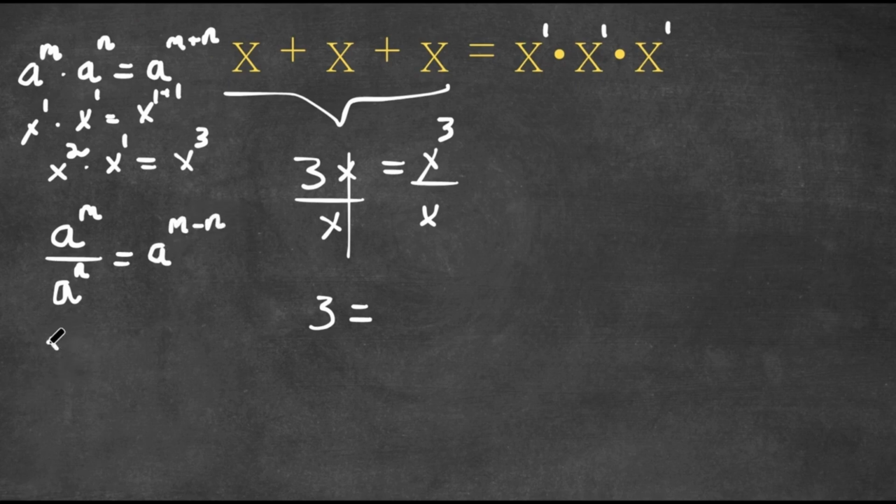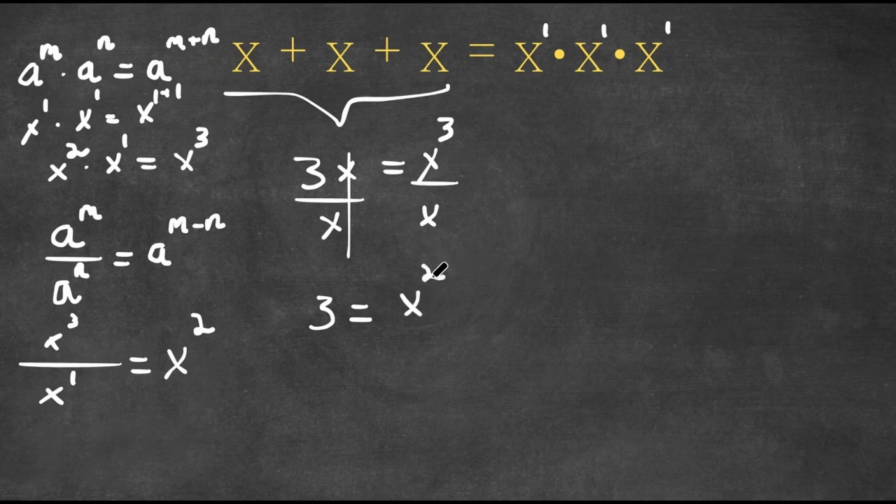So x to the power of 3 over x to the power of 1, this is equal to x to the power of 3 minus 1, and 3 minus 1 is 2, so this is equal to x squared. So we have 3 is equal to x squared.